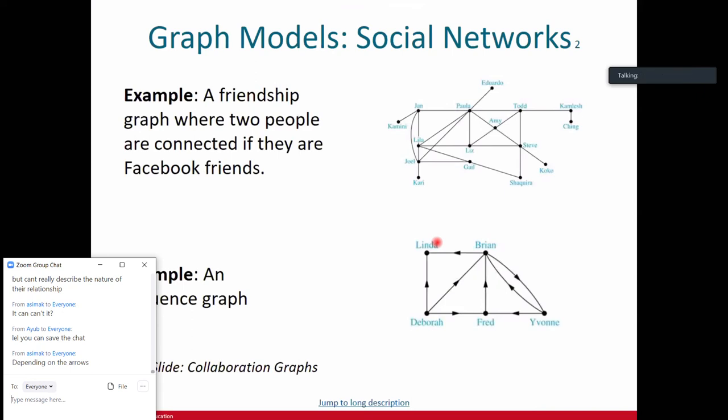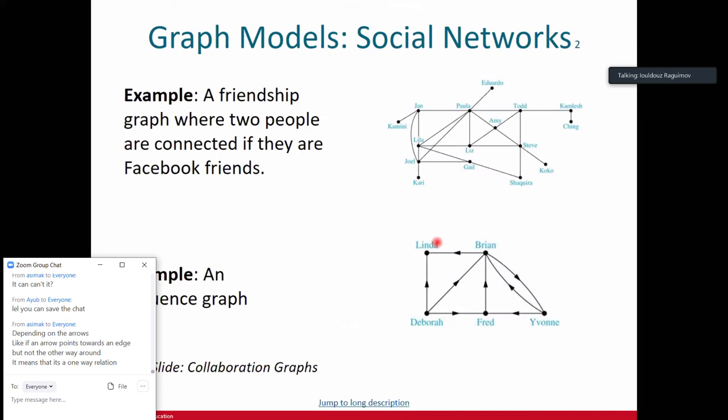Okay, here we have a friendship graph where two people are connected if they are friends, right? We see that we are using different edges connecting people in this friendship. So every person is represented as a node of the graph, and their connections show the influence graph. This was the second example.